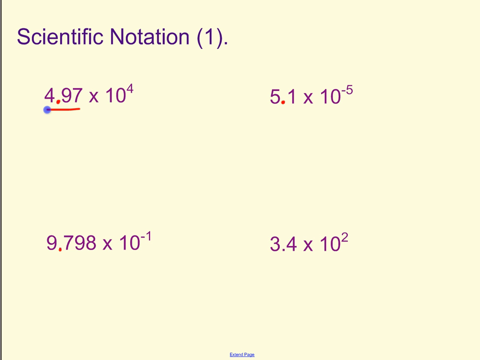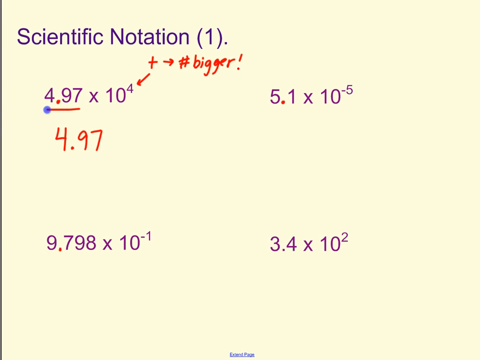Well, you take your 4.97, and what we're going to do is we're just going to move the decimal. This is kind of a shortcut. We're going to multiply this times 10 to the 4th power. 10 to the 4th power basically is just multiplying by a bunch of tens, which makes our number bigger. So if your exponent is positive, that means that the number is bigger. So we're going to take this 4.97 and we have to make this number bigger by moving the decimal.